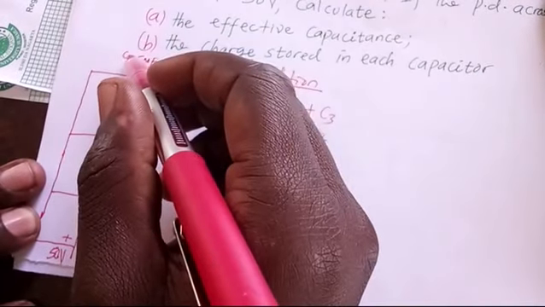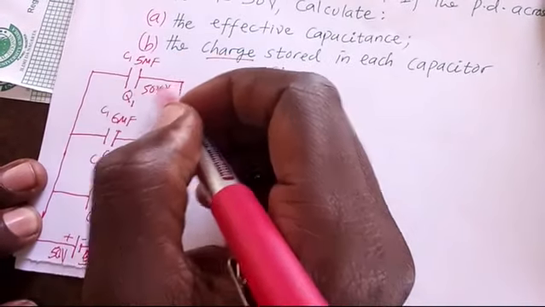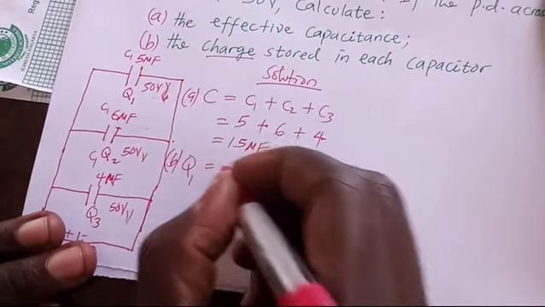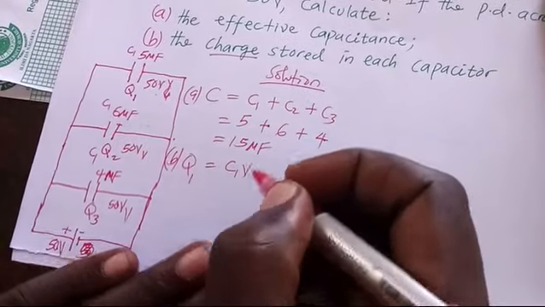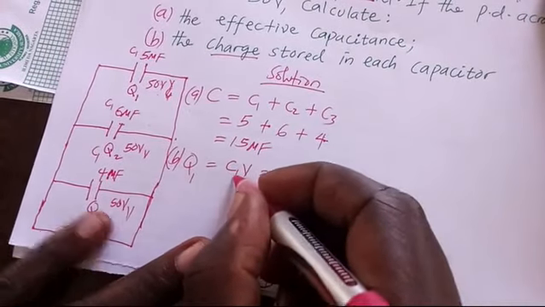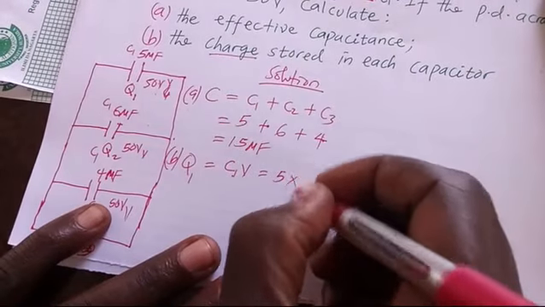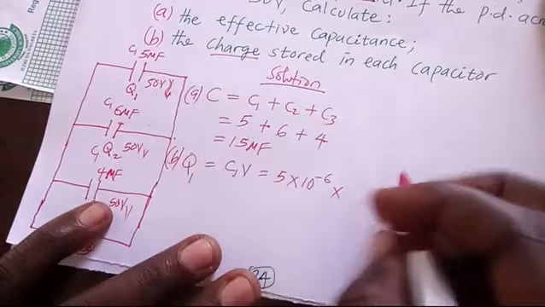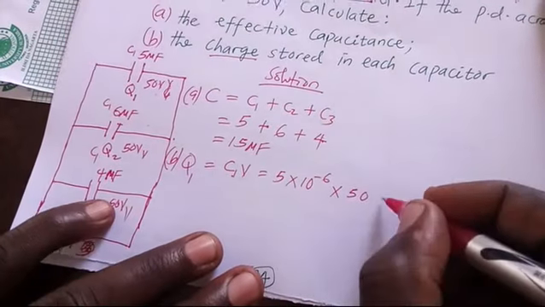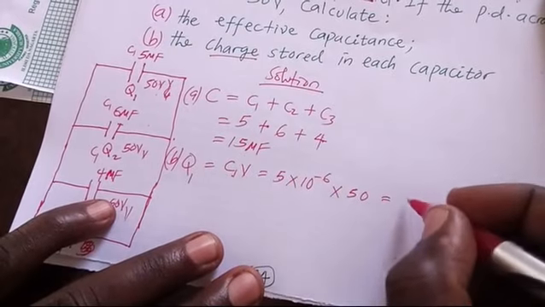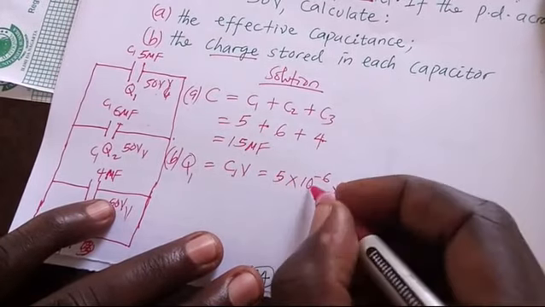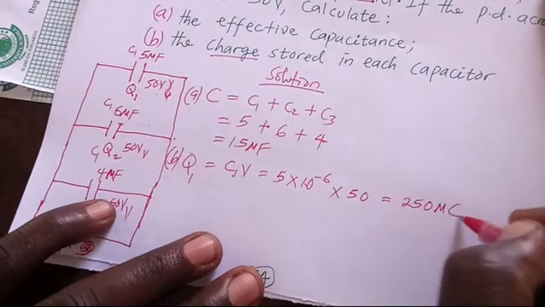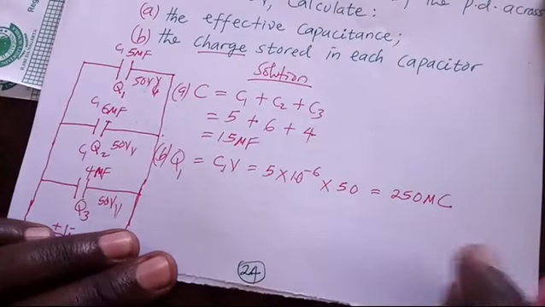So here you can use the relationship between C, V, and Q to get your Q in each case. For Q1, this is equal to C1 V. Your C1 is 5 microfarad, but now you have to bring the micro, 10 to the power of minus 6, times V, and your V is 50. So 5 times 5, 25, so this is 250, and then this 10 to the power of minus 6 is micro, and the unit of charge is coulomb, so you have 250 microcoulomb.